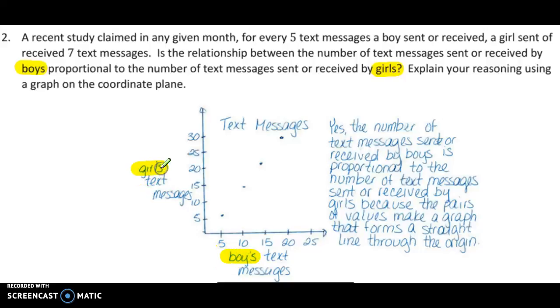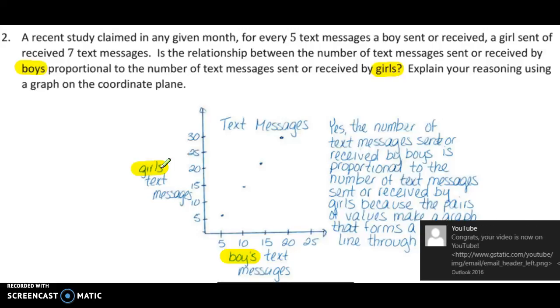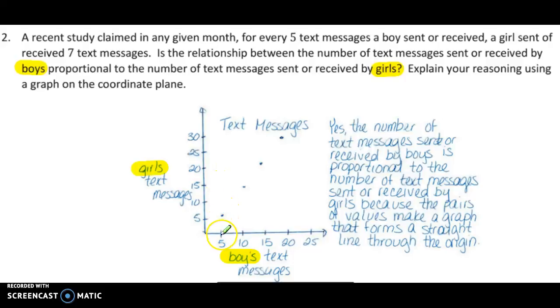Now, it does not really matter which axis is which. If you had girls on the x and boys on the y-axis, that's fine. All right, but what we really need is a graph of boys to girls. Okay, so you can see in this graph here, if boys send 5 text messages, girls will send 7.